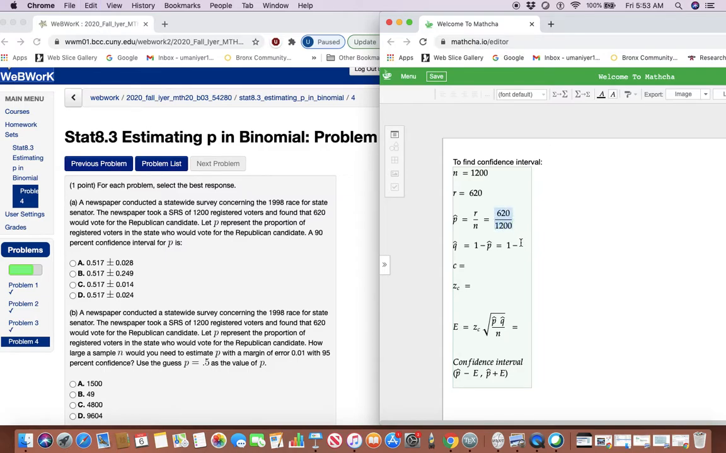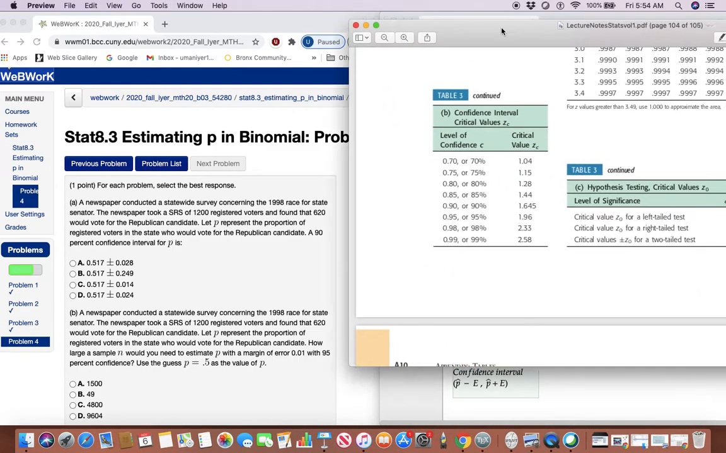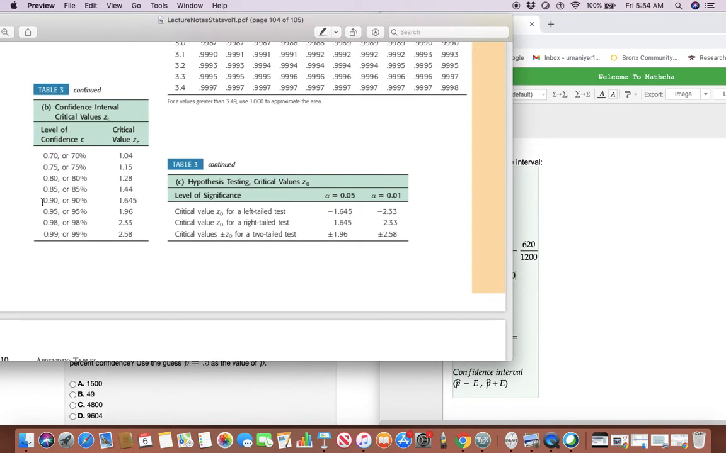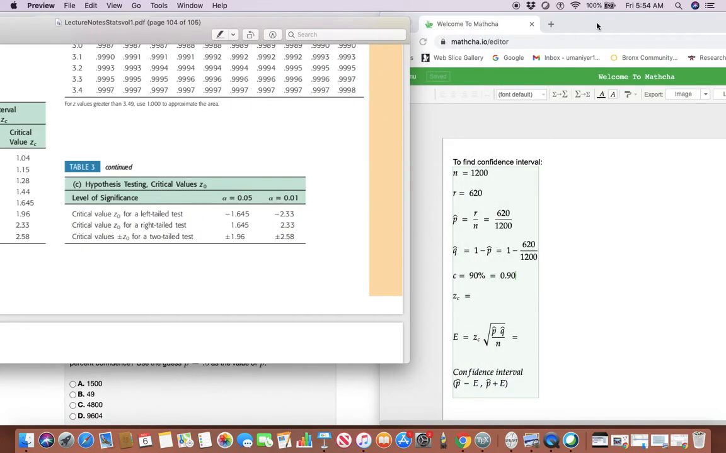Notice I'm not even calculating yet. They are asking for a 90% confidence level, which is the same as 0.90. What is the critical value for this confidence level? You refer to your table. For 90%, the critical value is 1.645.